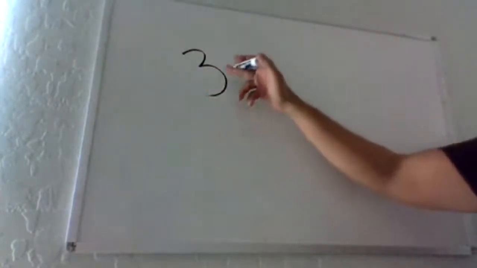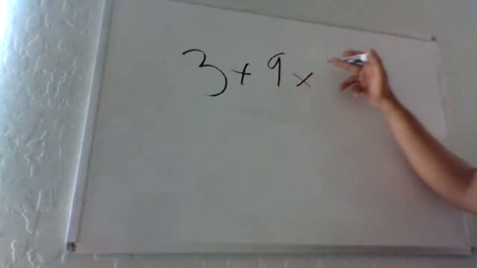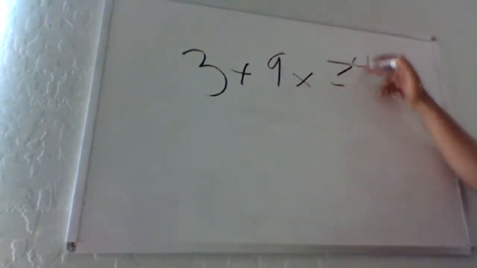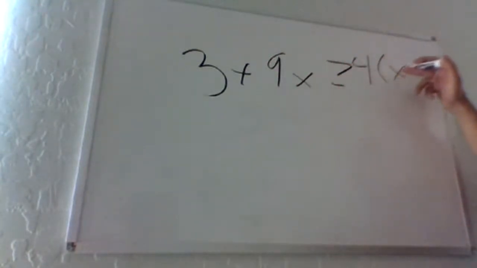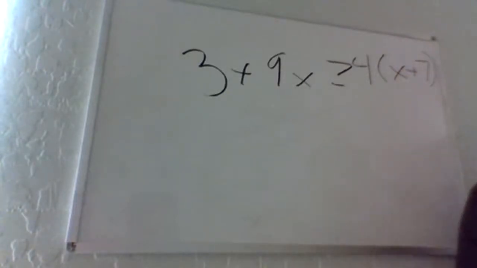3 plus 9x is greater than 4 times x plus 7. And I know somebody said they were still confused. Who was that? Dan? Okay, perfect. So you're going to walk us through this one.